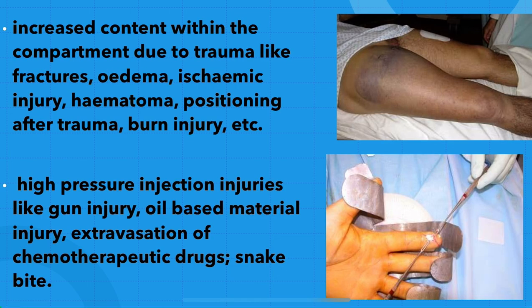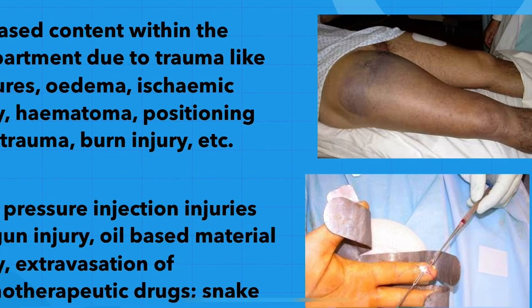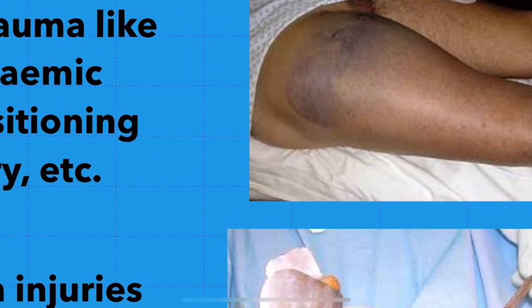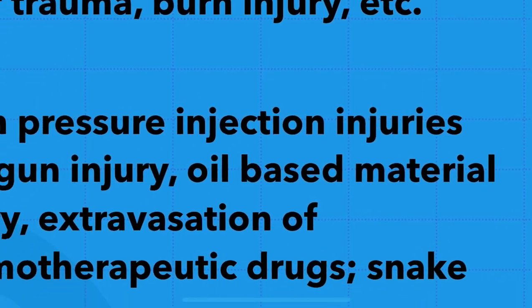Increased content within the compartment due to trauma like fractures. So you see that the contents are increased within the compartment, which contains the edema, the fluid increases. The blood flow is reduced, so there is edema, and this edema occurs because of the trauma, like fractures, and the ischemic injury which is occurring. You can see the hematoma, poisoning after trauma, and burn injuries can also be a cause of compartment syndrome. This is a picture of the hematoma. It is oozing of the blood inside the organ.